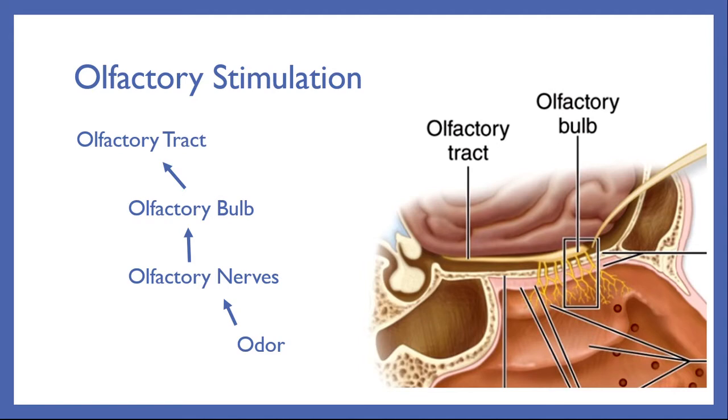Olfactory stimulation is shown here as we start with an odor in our external environment. It comes up into our nasal cavity as we breathe or we sniff it up. The olfactory nerves are bound to those molecules and become activated. They carry that message up into the olfactory bulb, which then travels on that tract back to the brain.